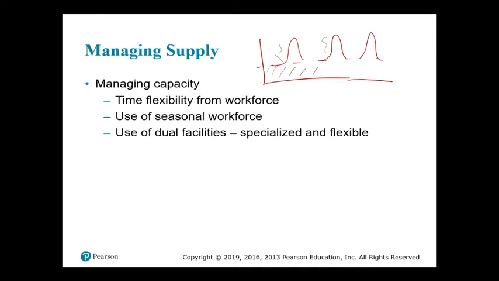And then when demand peaks, maybe we're not so sure how much the demand peak is for each type of product. Then we use a flexible facility to accommodate some peaks for uncertain types of product.